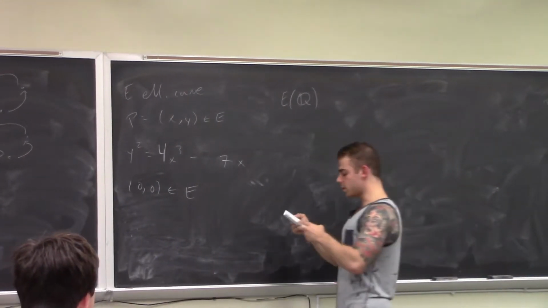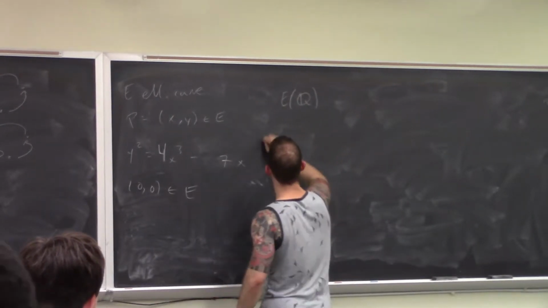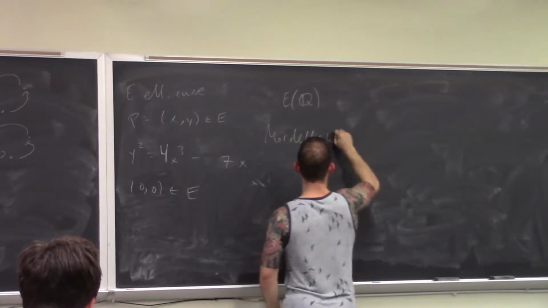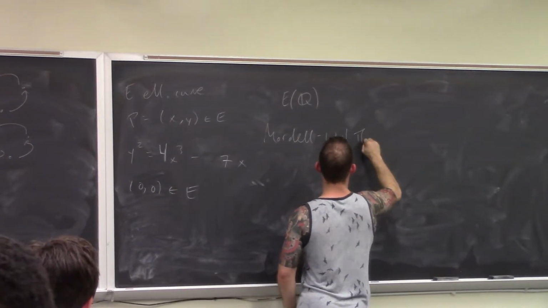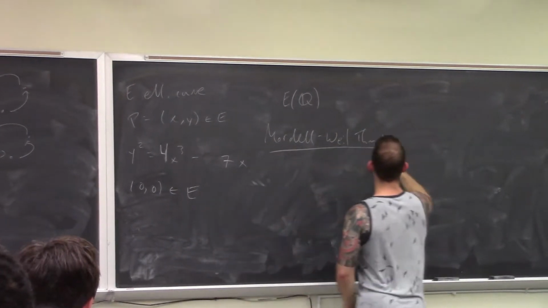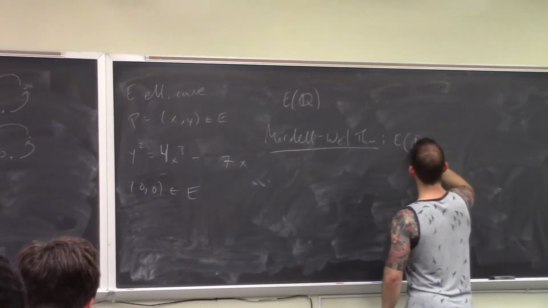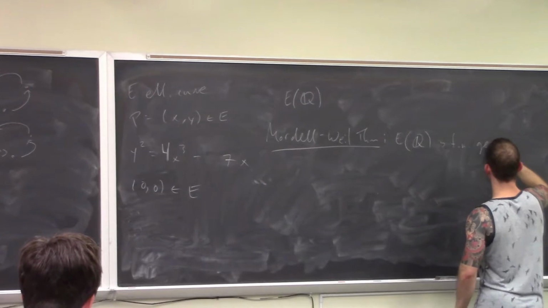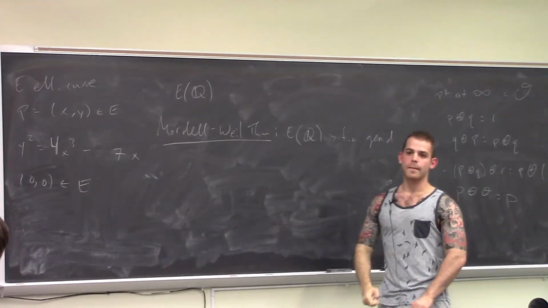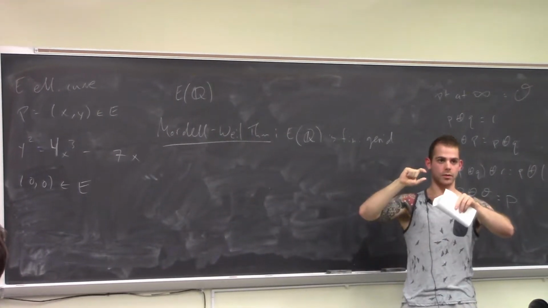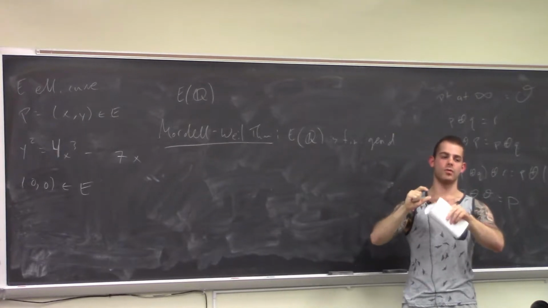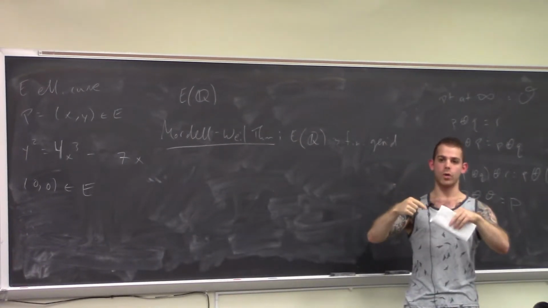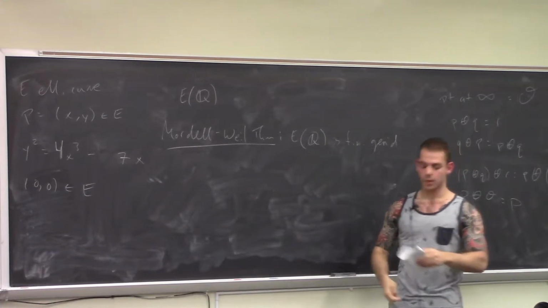But the one thing we do know, and originally it was just Mordell's theorem, but it was generalized by Weil. This says that the subgroup is finitely generated. What this means is that if I take some finite number of rational points on my curve, and I start adding them together, I will get every rational point on my curve.